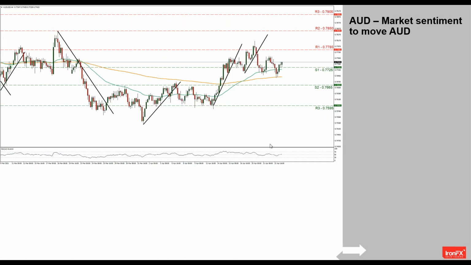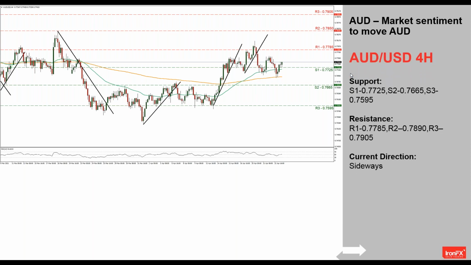and this would be AUDUSD for our chart. Note that the pair has been moving in a sideways motion, and that has been happening for the past 1 week. Important levels which we have noted are to the downside the 0.7725, the 0.7665, and the 0.7595. To the upside, we highlight the 0.7785, the 0.7850, which was tested practically at the mid of March, and even higher, the 0.7905.